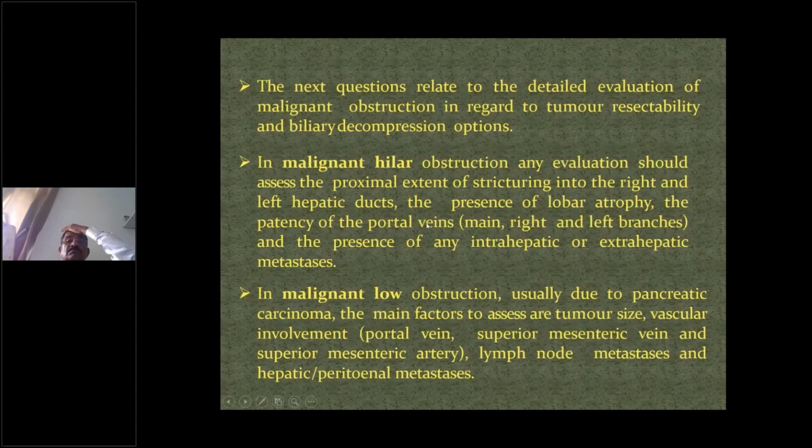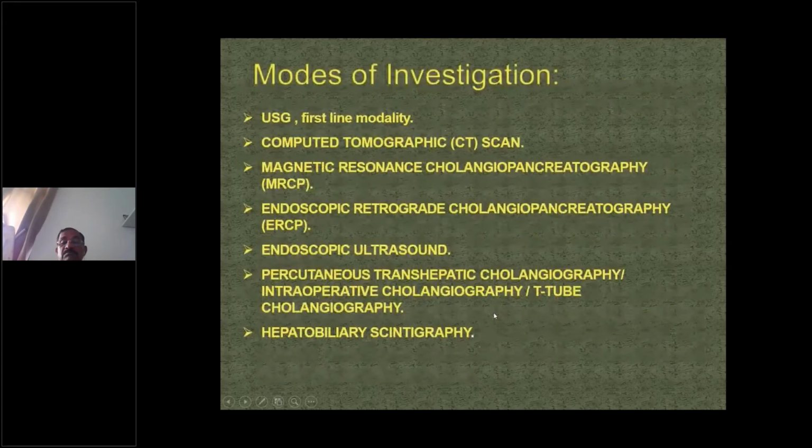Now, if the obstruction appears to be malignant, then we have to assess the tumor resectability because that is important for surgical planning. So, in malignant hilar obstruction, we should assess the proximal extent, whether it is going to the right and left ducts, any lobar atrophy, portal vein involvement, and any intrahepatic or extrahepatic metastasis. In malignant low obstruction, which is usually due to pancreatic carcinoma, the main factors are to look for vascular involvement, lymph node metastasis, and distant metastasis.